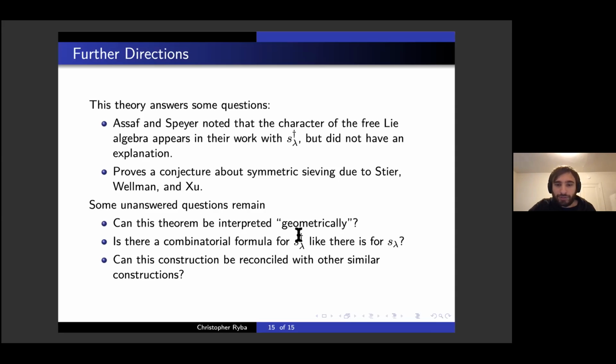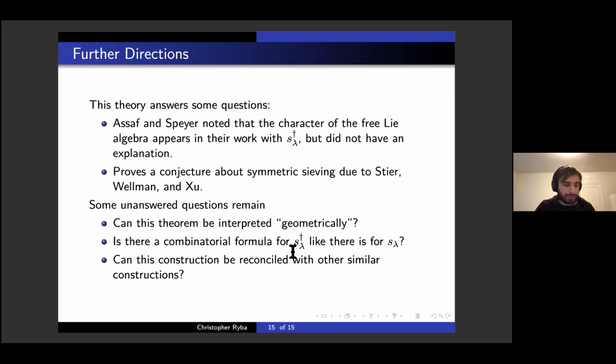Another property that would be very desirable is to have a combinatorial expression for these stable character polynomials, of which there are many for Schur functions. So a Schur function can be expressed as a sum over semi-standard Young tableaux. And it's unclear if you can do anything similar for these polynomials here. And because these things are so difficult to write down, you might think that the answer can't be straightforward, but we really don't know.